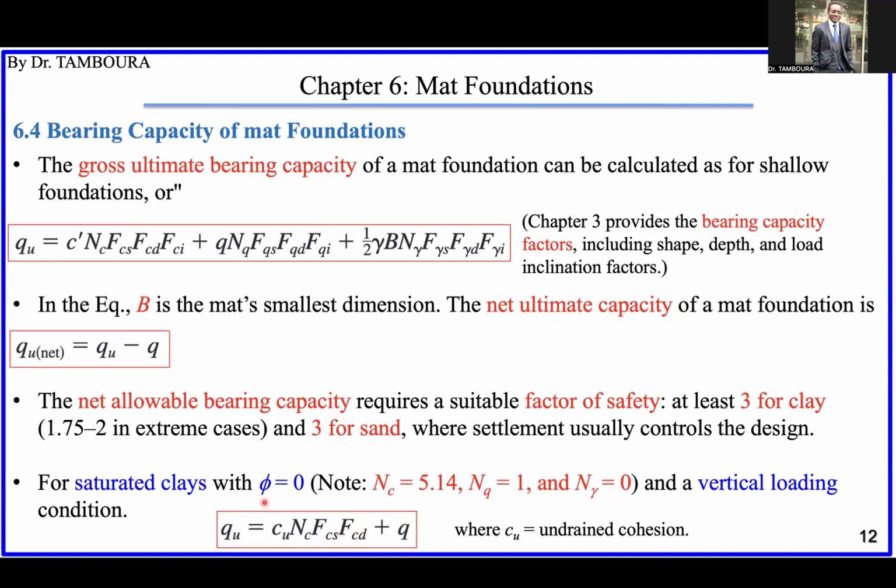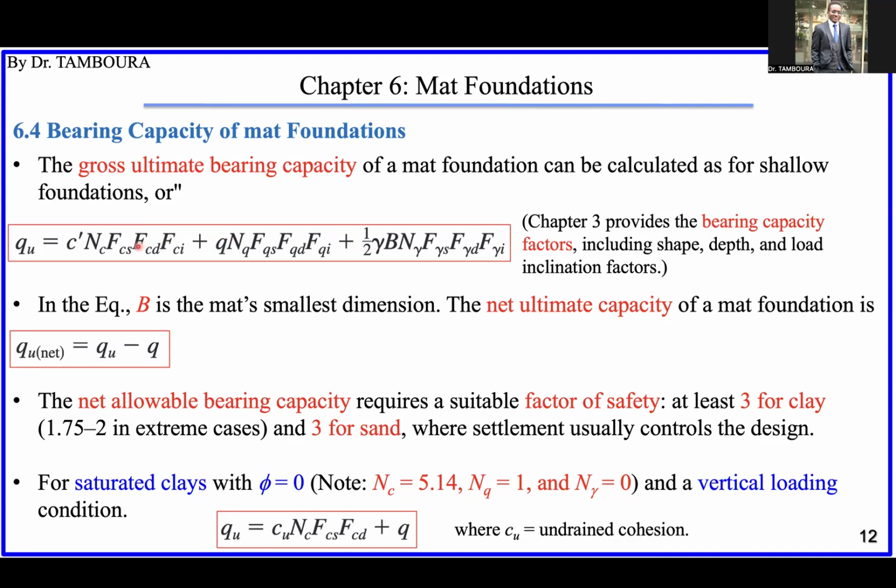But for saturated clay, remember, all this part will go away. We will not need this one. It will be 0 because N_gamma is 0. It is written here: N_gamma is 0. So all this will go away, and all these are 1, 1, 1, so it will remain only q.